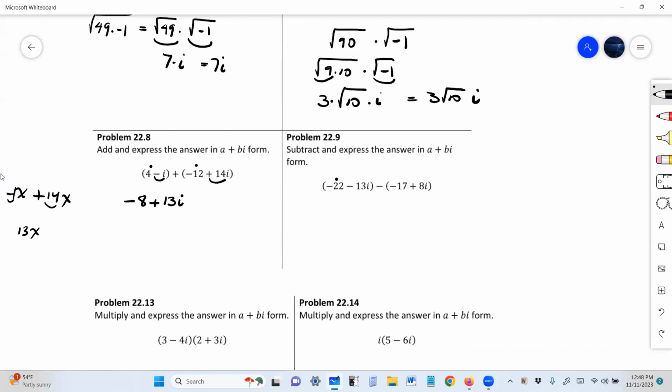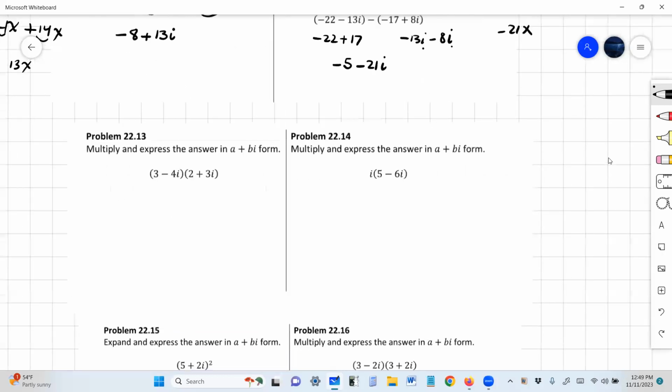22.9 minus 22. Be very careful. Minus a minus, right? It's positive. So I have minus 22 plus 17. Right? Minus 5. And I have minus 13i, minus times the plus is minus, so minus 8i. Minus 13i minus 8i is minus 21i. Notice that they stay i, just as if I had minus 13x minus 8x. This is just minus 21x. We're not multiplying here. Okay.